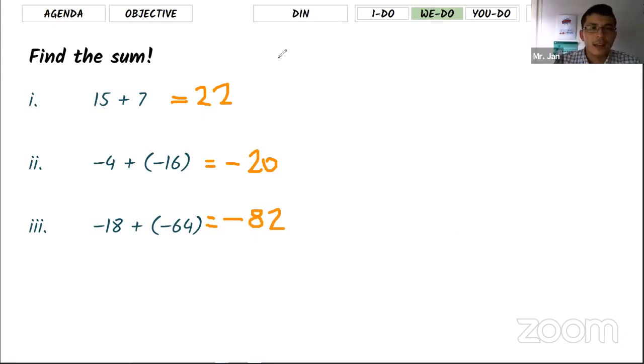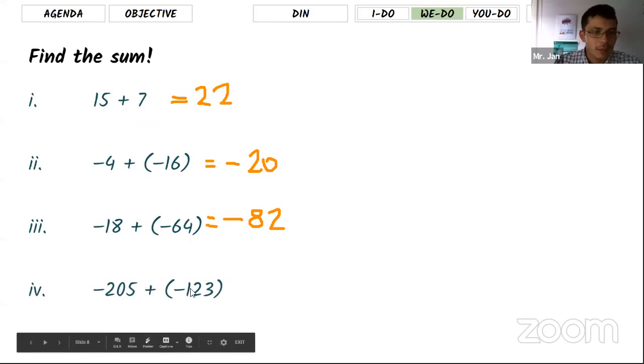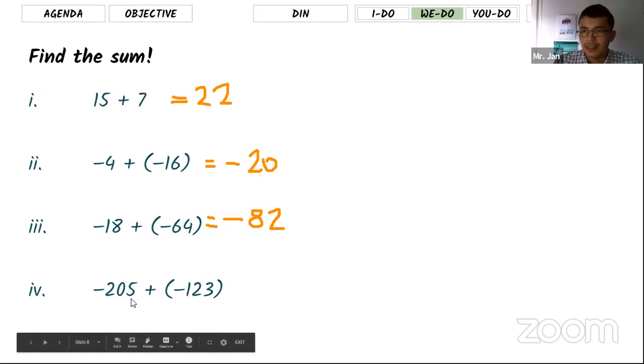Okay, and I think there is one more example, the last one. As you see, the numbers are getting bigger and bigger. So feel free to use a calculator if you have one on hand. What do you think? So the result will be negative, and negative 328. Yes, it is. Thank you.